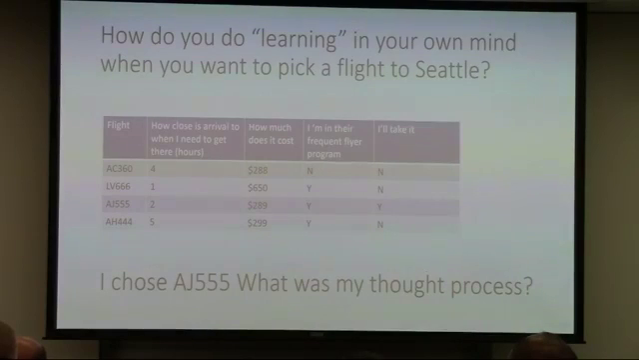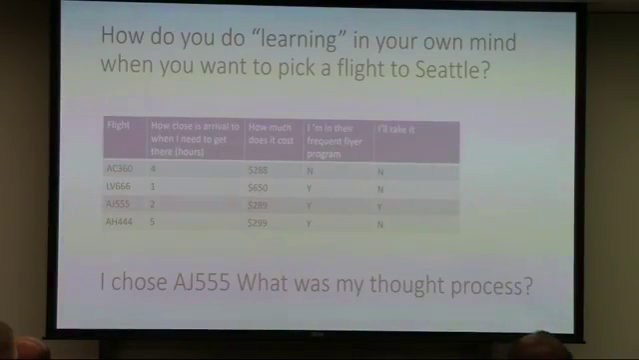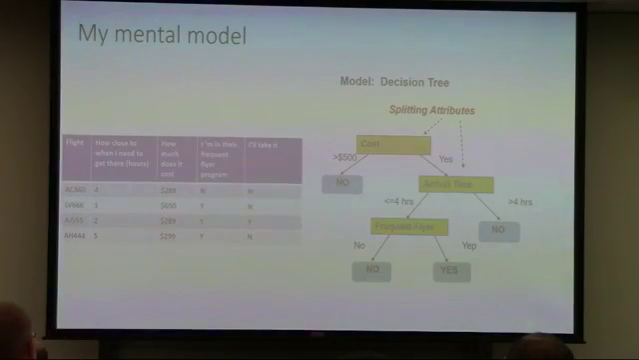I may not have codified them on paper or written them somewhere, but that's how I would think, and most of us think: when do I have to be here in Seattle, how much does it cost, and am I in a frequent flyer program for that airline. Based on that, I'll make some judgments, and then I'll say, hey, I'll take it or not, right? Again, the model here is a simple decision tree, but it can get very complex as well.